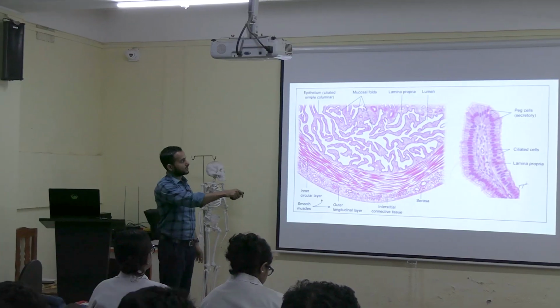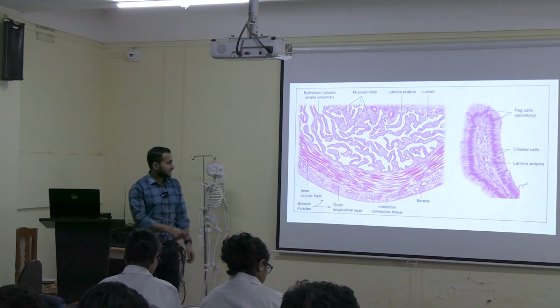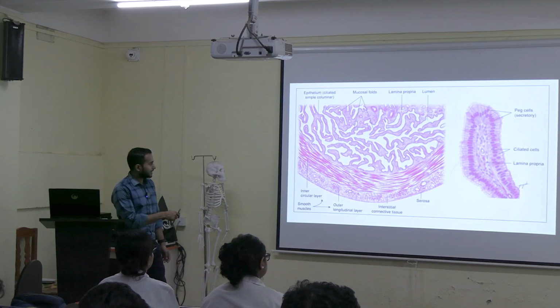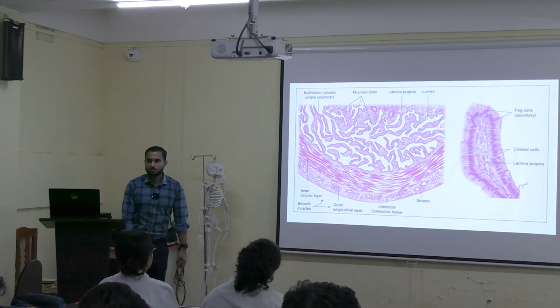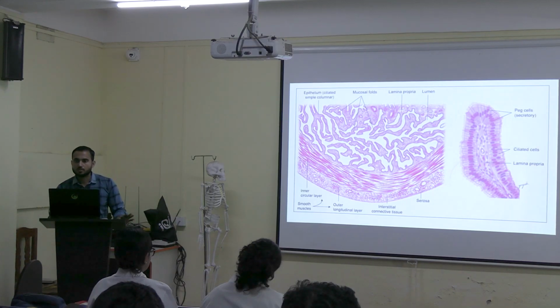For that you can see this diagram, the high magnification. Then you can see this is the smooth muscle layer. In the smooth muscle layer, inner circular, outer longitudinal, and outermost is the serosa. Okay, so that is all about the male and female reproductive system.